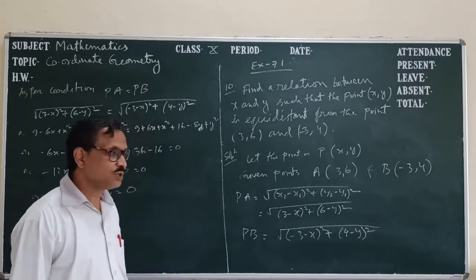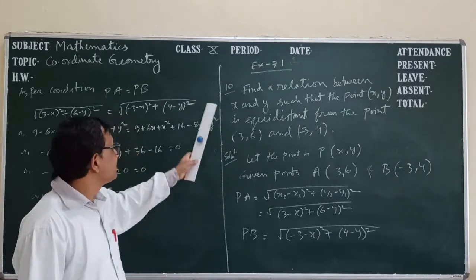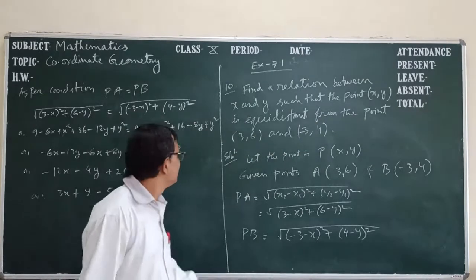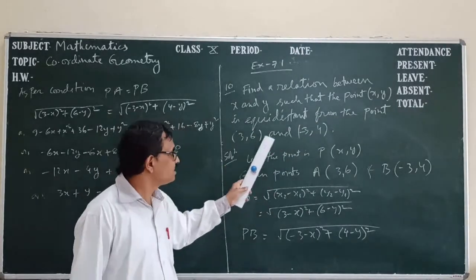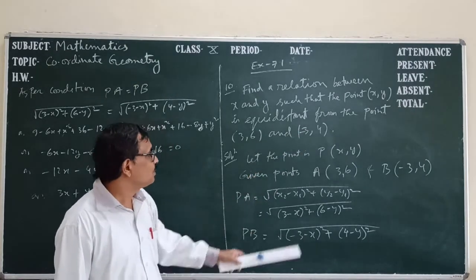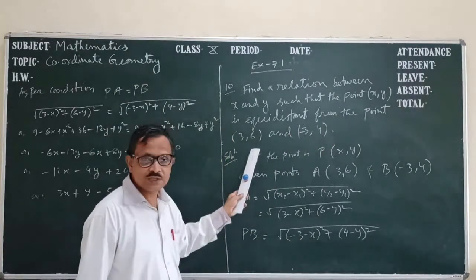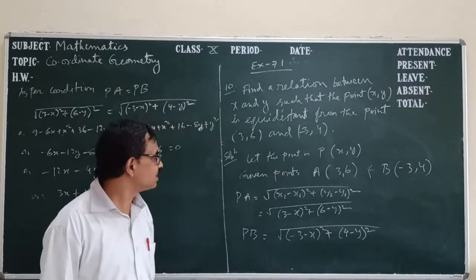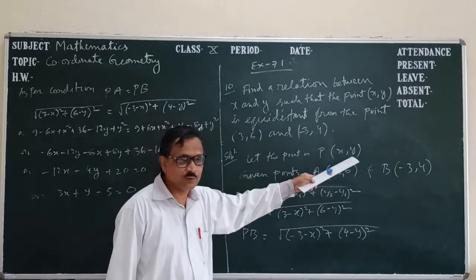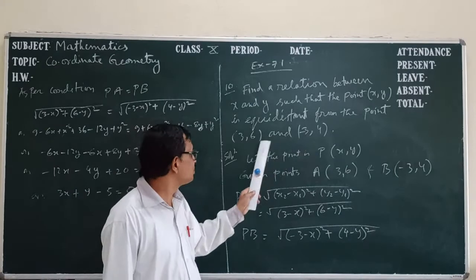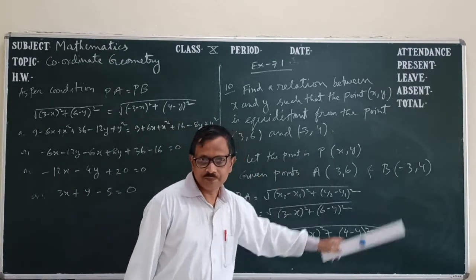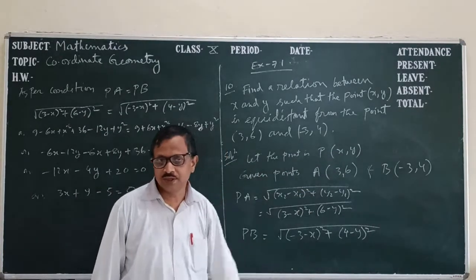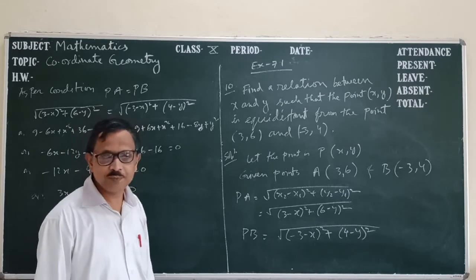Now in continuation, let's do question number 10. Find a relation between x and y such that the point (x, y) is equidistant from the two given points. That means the distances from the point to these two points are equal. Let the point P be (x, y), the first given point A and the second given point B. Then we are going to find PA and PB, and these distances are equal. That is the question: PA equals PB.